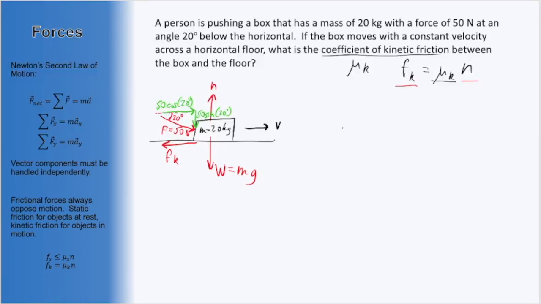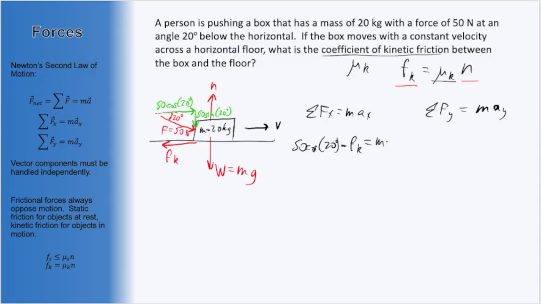Now with everything broken down into components, I can start making a separate net force equation for my x and y directions. For my x direction equation, what forces are acting in that x direction, so either left or right? I will choose the convention that going to the right is positive and going to the left is negative. So my pushing force has a rightward component, so that will be positive 50 cosine of 20. Meanwhile, the only other horizontal force is the friction going to the left, so I'll have minus the force of friction must be equal to the mass times the acceleration in the x direction.